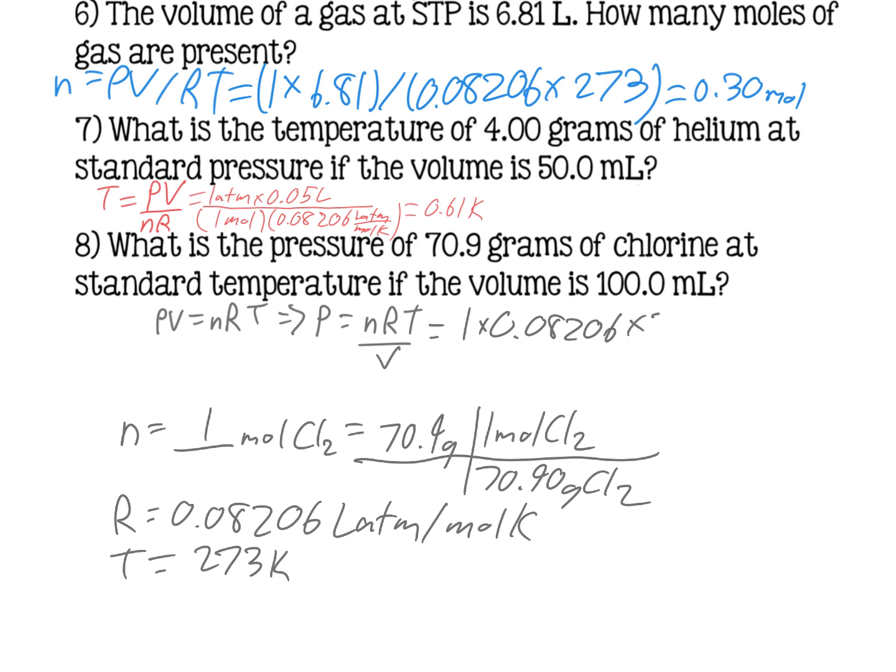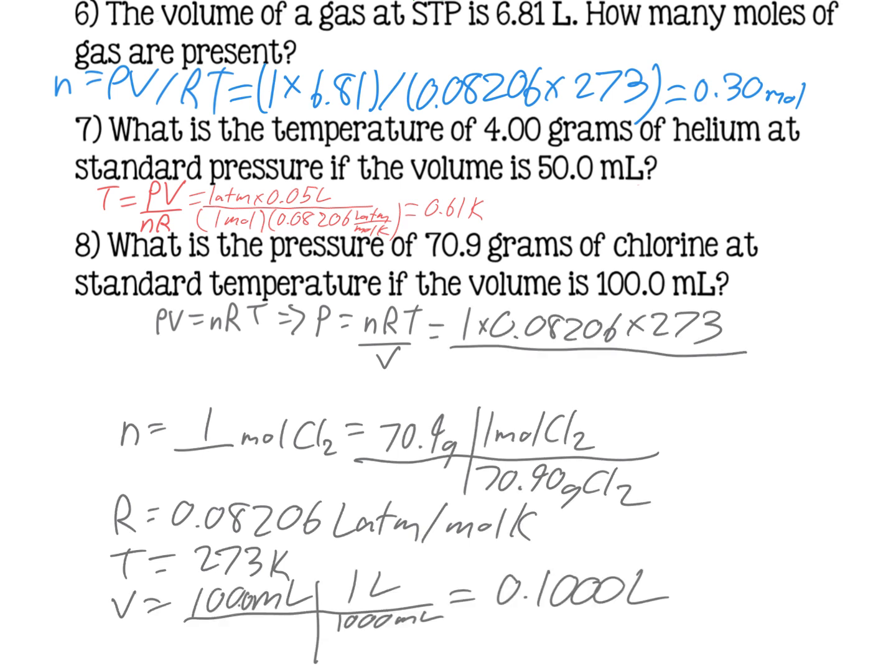Our T, or temperature, is standard, which is 273 Kelvin, and our volume is 100 milliliters. However, the ideal gas constant uses liters, so we must convert milliliters to liters by dividing by 1,000. We then have 0.1 liters as our volume. If we plug all of this into our rearranged equation, we can type this in the calculator and get our final result. The pressure is 224 atmospheres.